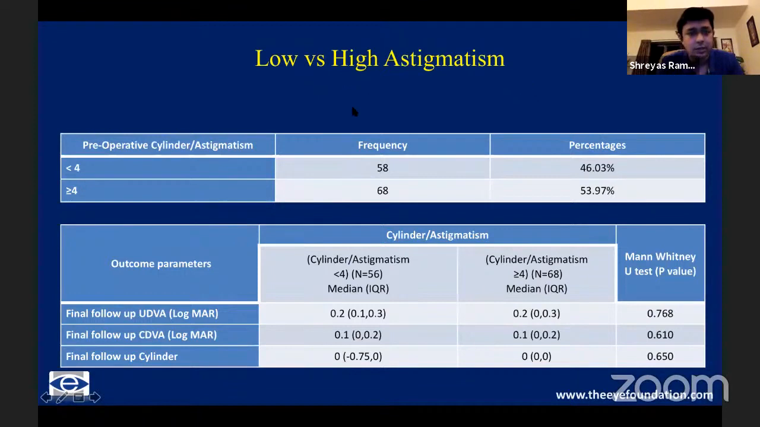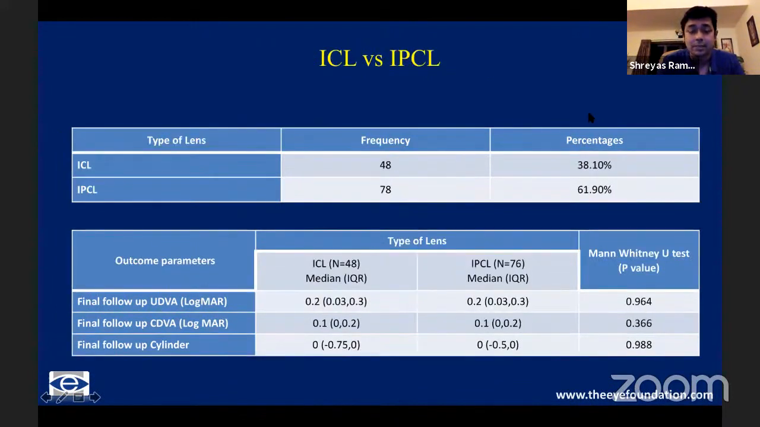We also have patients with low versus high astigmatism. We did a subset analysis to see if patients with a higher degree of astigmatism, more than 4 diopters, so we had 68 patients which had more than 4 diopters of preoperative cylinder astigmatism, had a difference, and there's no difference between the low and high astigmatism.